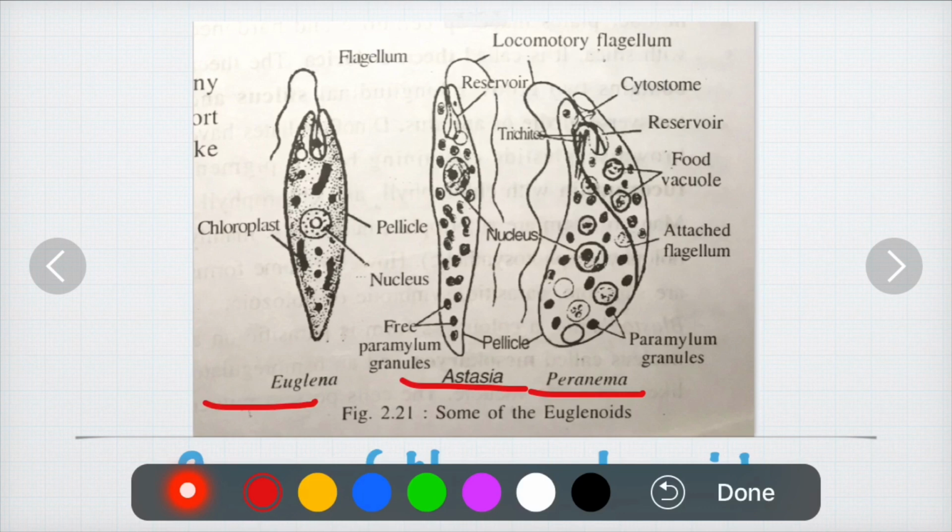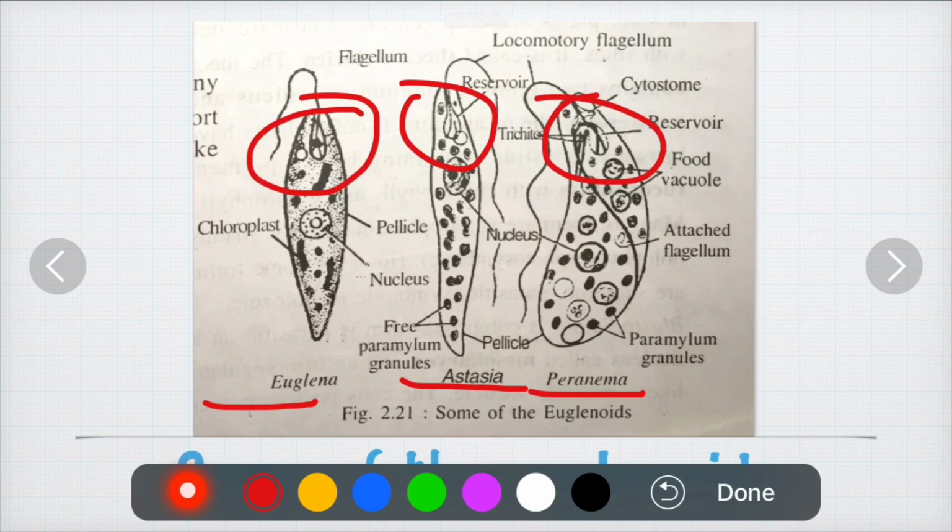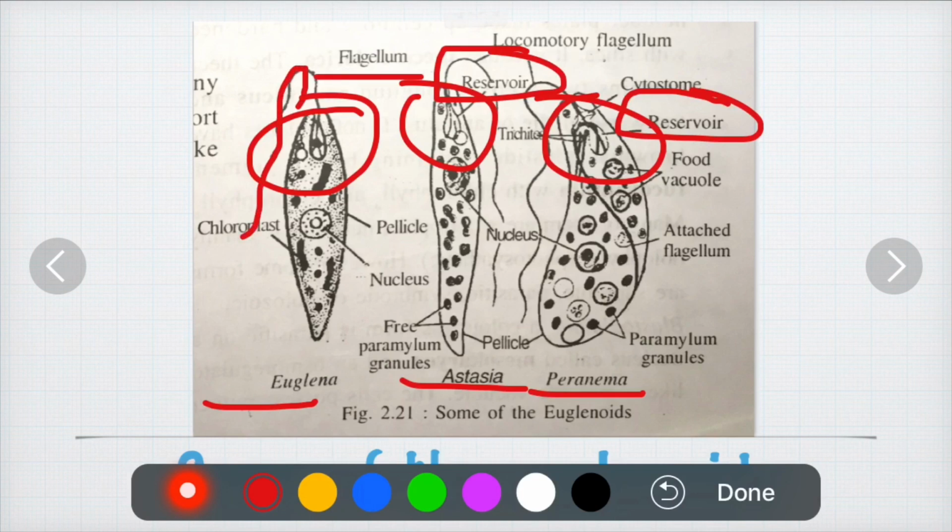You can see in this picture, this is the anterior position of the organism. At the anterior position there is the presence of the reservoir. This is the reservoir. At the base of the reservoir, there is a locomotory organ. That locomotory organ is called the flagellum. This is the flagellum, which is helpful for the locomotion of the organism, for the movement of the organism.